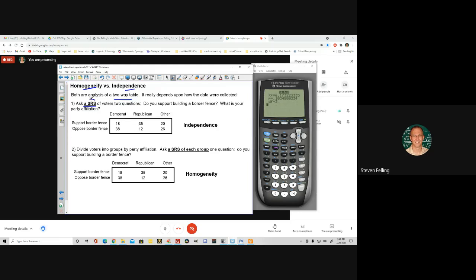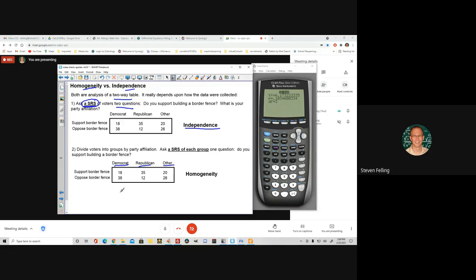Because this is a sample, and we asked 2 things for each element in the sample, this is a chi-squared test of independence, okay? On the other hand, if we did the data this way, divide a set of voters into 2 groups or into 3 groups based on party affiliation. So you took a pool of voters, and you divided them into Democrats, Republicans, and other parties.